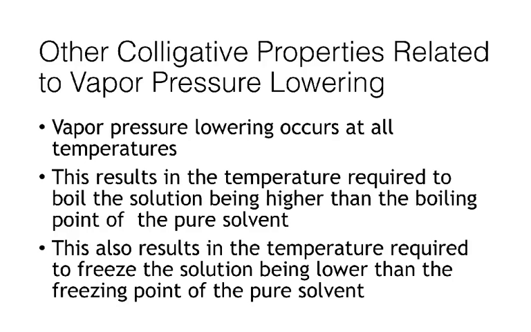We're going to continue our discussion of colligative properties by looking at some other ones that are related to vapor pressure lowering. So that vapor pressure lowering is going to occur at all temperatures. And so if we think about boiling, boiling happens when the vapor pressure of the solution equals the atmospheric pressure. And because the vapor pressure of the solution is lower than the vapor pressure of the pure solvent, the boiling point is going to be higher for the solution than it is for the pure solvent.